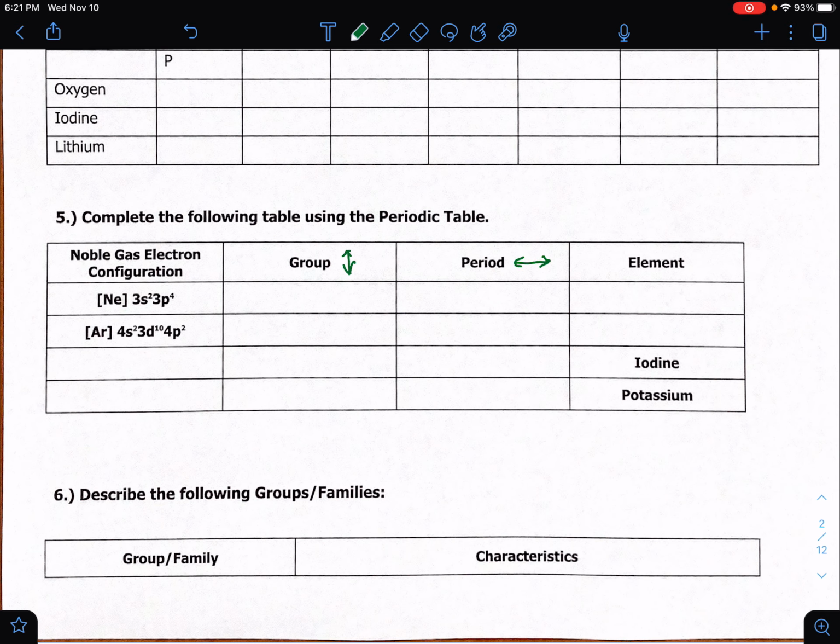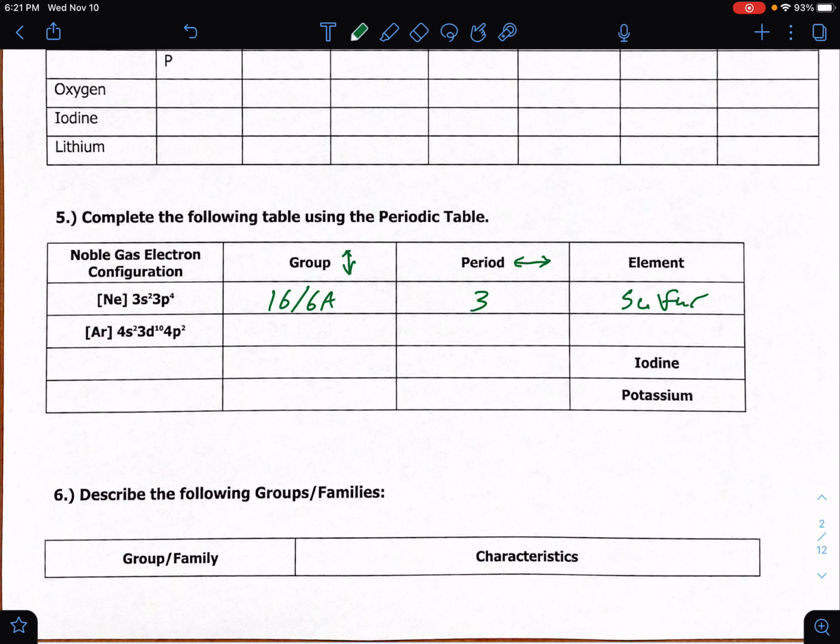Now, if you need to remember, go back and look at noble gas electron configuration. So remember, noble gases are that last group, 18/8A on the periodic table. So that's where you would start when we're doing our configuration. If I were to look up neon and then do 3s2 and then 3p4, that would actually be group 16/6A. So 3p4 lands on 16/6A, and that is going to be period 3, and your element would be sulfur.